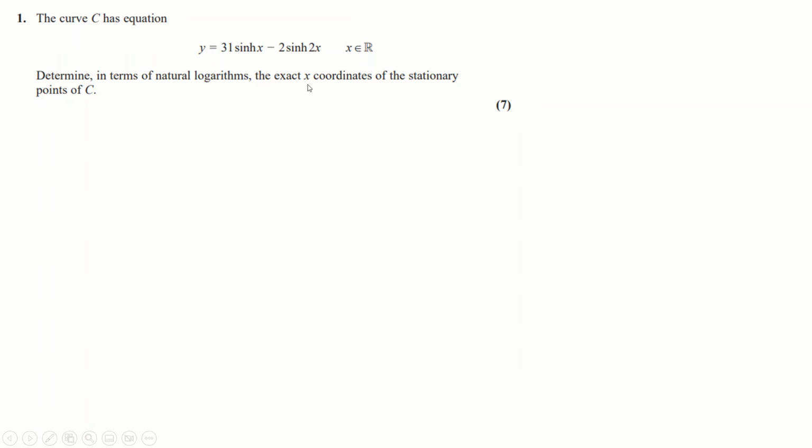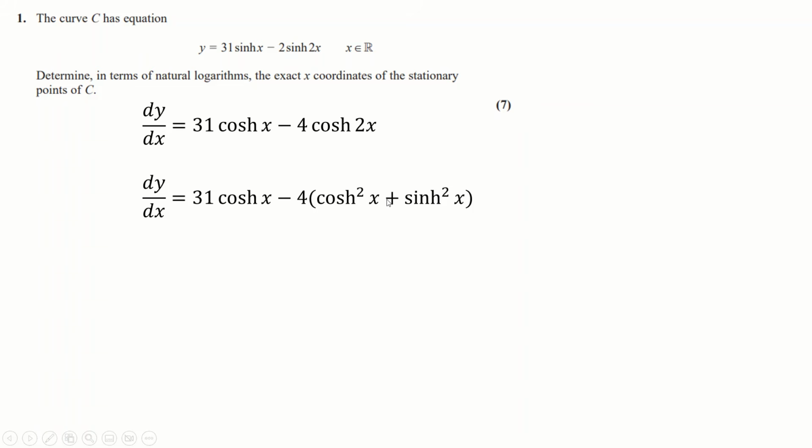So stationary points mean dy/dx is 0. Sinh differentiates to cosh, so we can just differentiate that straight down. This 2 goes over to there to make a 4, and that's all fine. We can set this as 0, but of course you probably want to deal with this 2x here, because I don't really like that. The formula book just tells you that this thing is equal to this thing, so I'll replace that with that. Then I expand out, but also actually I can now replace this.